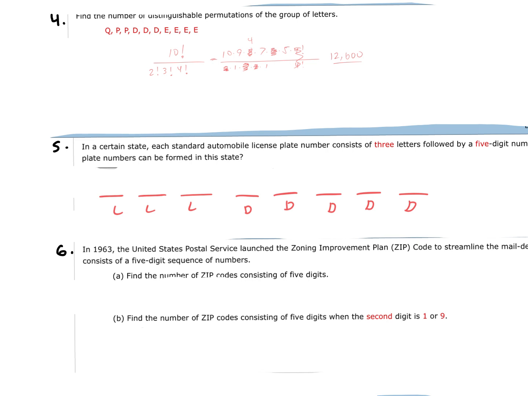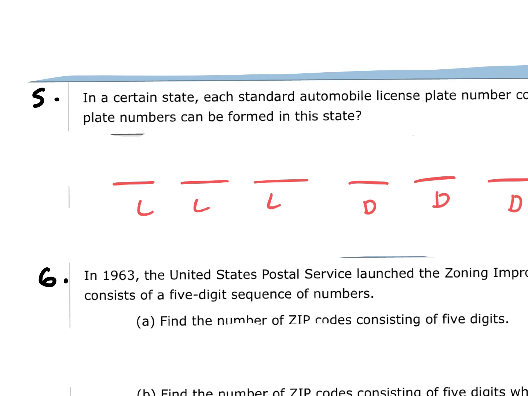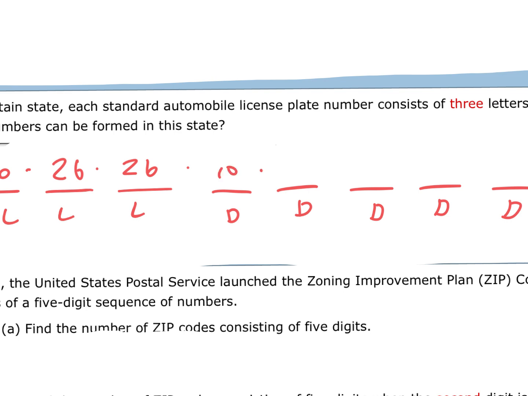Does it say anything cannot repeat? Does it give us any sort of stipulations or exclusions? No. So how many letters do we have? 26. There's 26 times 26 times 26. How many digits? 10. So I just write a whole bunch of 10s here.